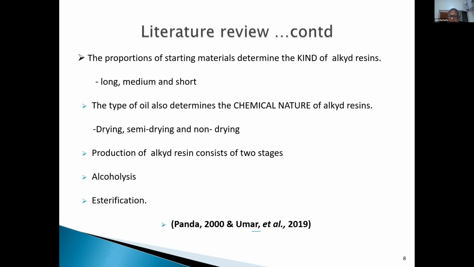The proportion of starting materials determines the kind of Alkyd resin. The proportion for the long is 60% and above of the starting raw materials, particularly the oil. The medium is between 40 to 60%, and the short is around 25 to 40%. This proportion determines the kind of Alkyd resin we produce. Then the type of oil also determines the chemical nature of the Alkyd resin, that is when we are talking of drying oil, semi-drying oil, and non-drying oil. There are two major stages of production: alcoholysis stage and esterification stage. Next.